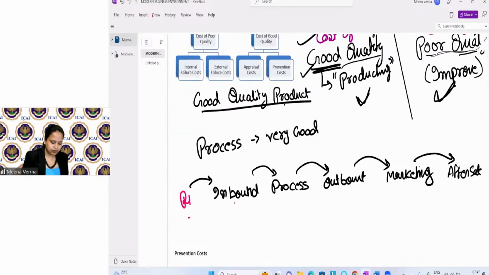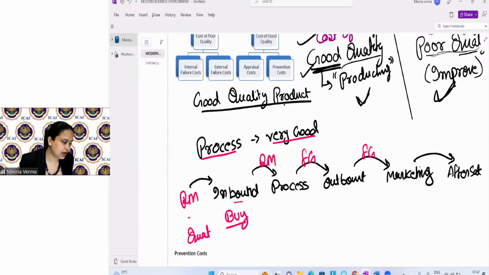You will receive your raw material here. First, you procure the raw material, then you convert the raw material into final goods, then you sell the final goods in marketing, then after sale services. Now, your entire process should be very good. The way you are buying the raw material from the supplier: whenever you are buying raw material, you always do the quality check at the supplier's place. You always check whether the product you are receiving is a quality product or not.